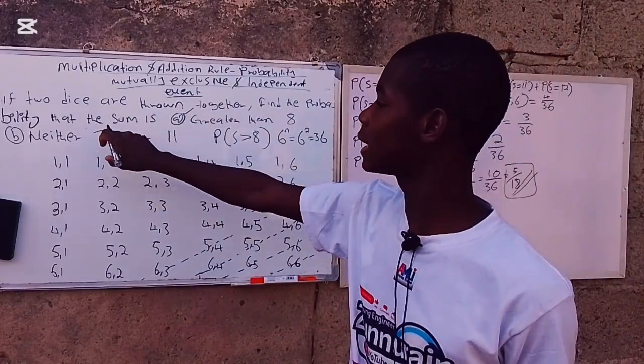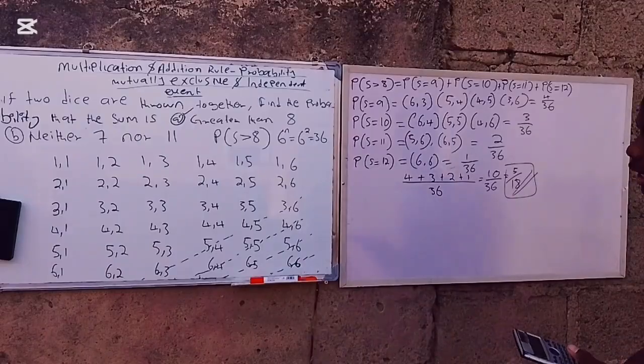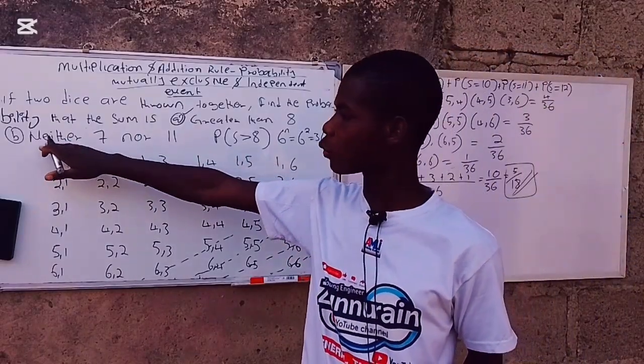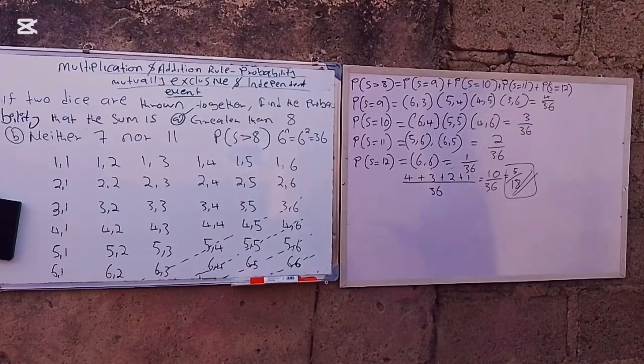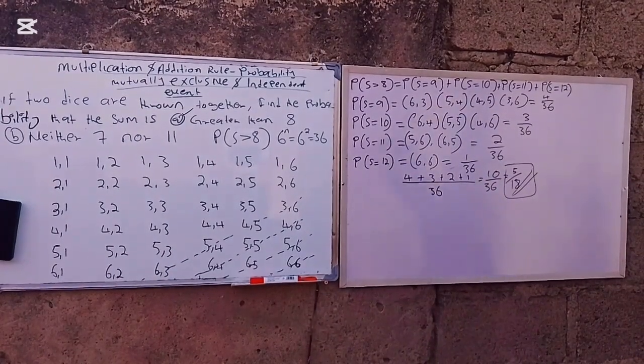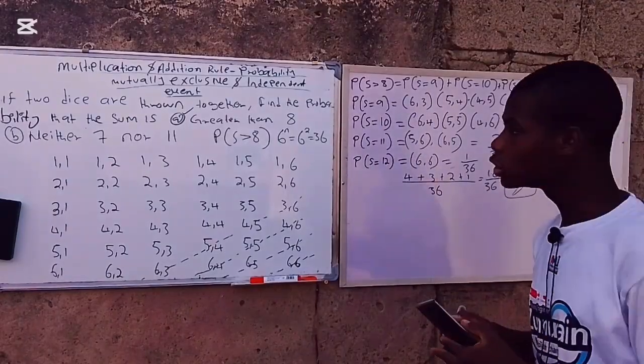The probability that the sum is greater than 8. So this is when the sum is greater than 8. The next question says, what is the probability of getting neither 7 nor 11? So how can we get the probability of getting neither 7 nor 11?